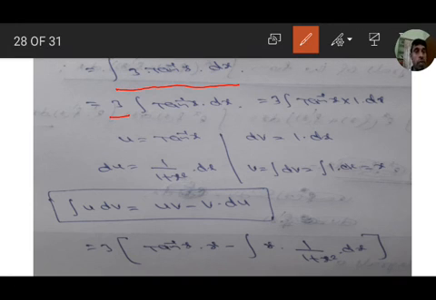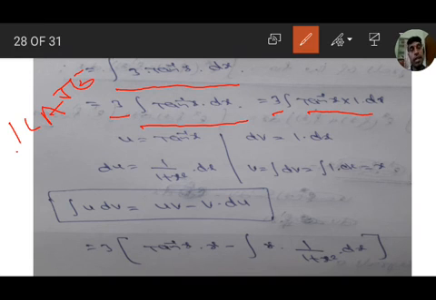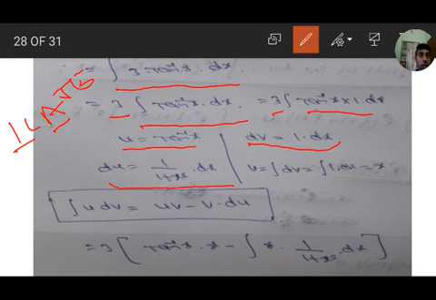3 is a coefficient outside, so we need the integral of tan inverse x dx. We have already done this problem: tan inverse x into 1 into dx. Let u and v follow the order: inverse trigonometric function comes first, and 1, the algebraic function, second. So u equals tan inverse x and dv equals 1 dx. The derivative of tan inverse x gives du equal to 1 by (1 plus x square) dx, and v, the integration of dv, is the integral of 1 dx, equal to x.